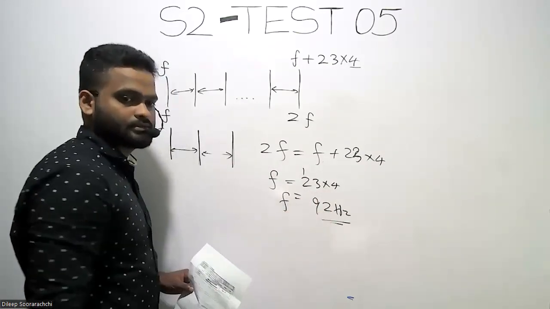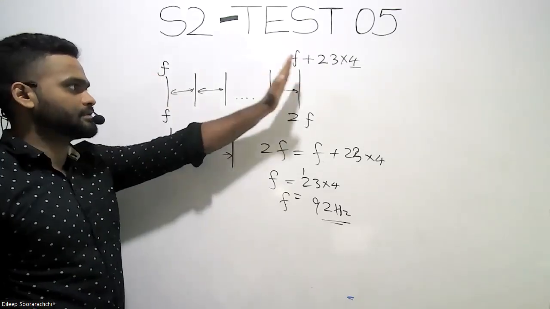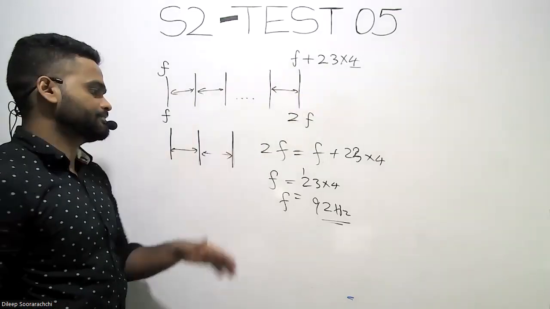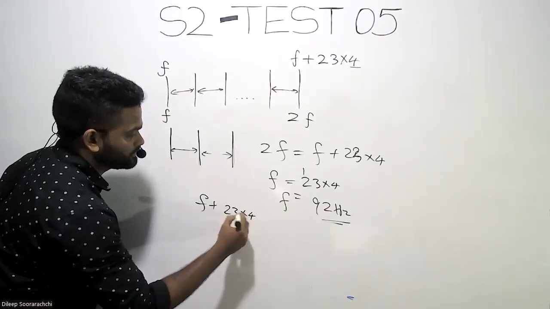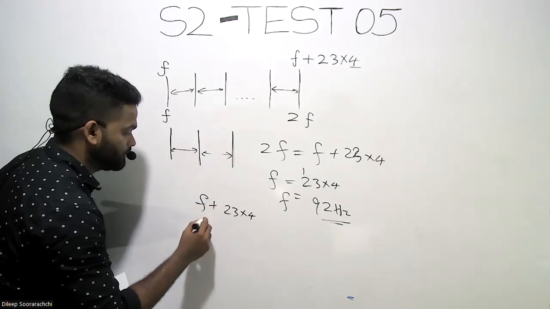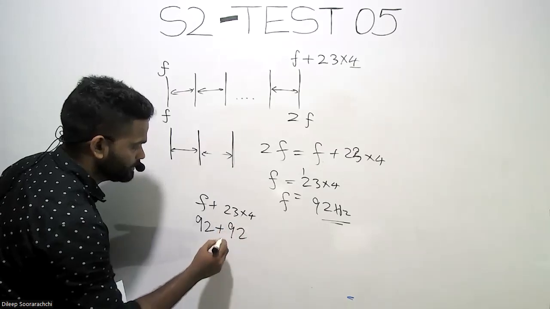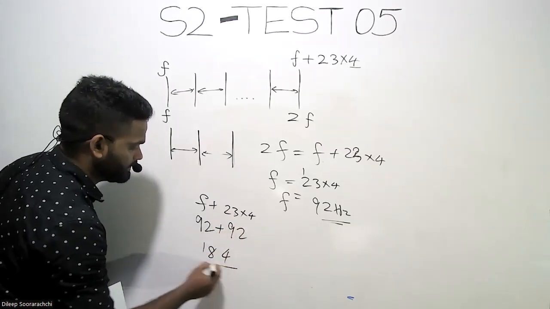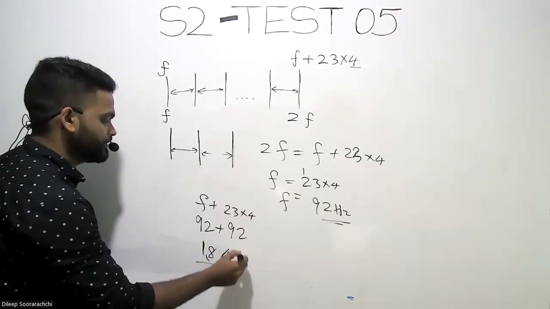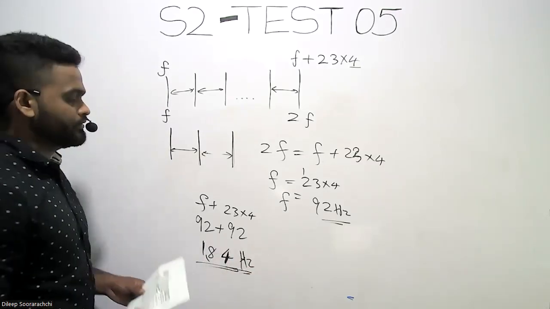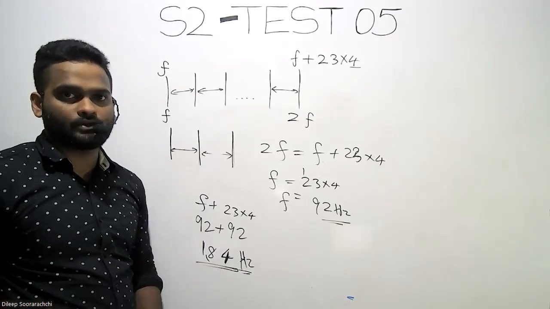So this is not the answer, right? Here f is the frequency of the first musical fork, but what they ask is the frequency of the last musical fork. So that is f plus 23 times 4. f we found to be 92, plus this also is 92. So the answer should be 184 hertz, the frequency of the last musical fork. So the answer is the fourth one for the fourth question.